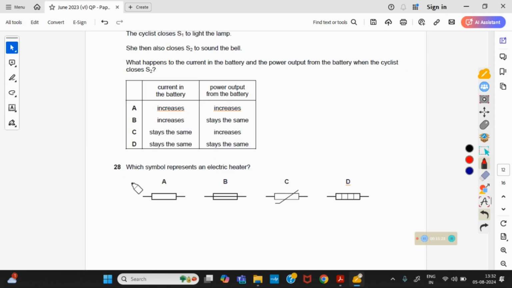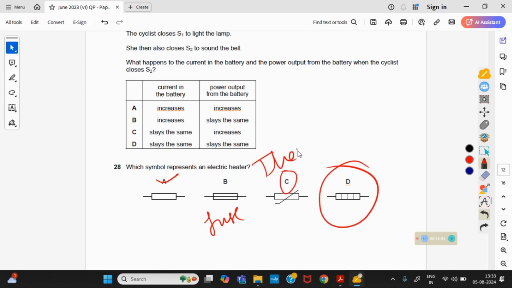Which symbol represents an electric heater? Option D is the right one, as option A is for resistor, option B is for fuse, option C is for thermistor. Option A is for resistor and D is for heater. So option D is right.